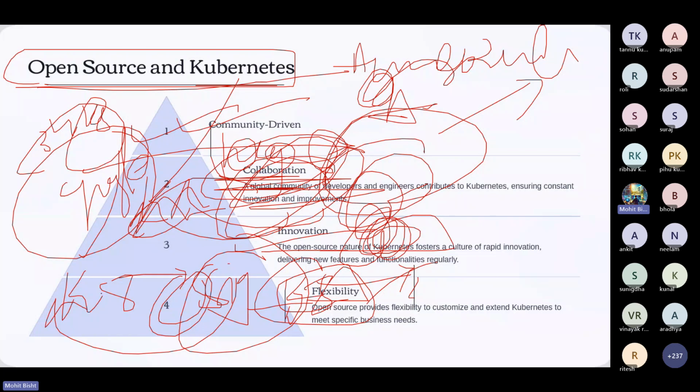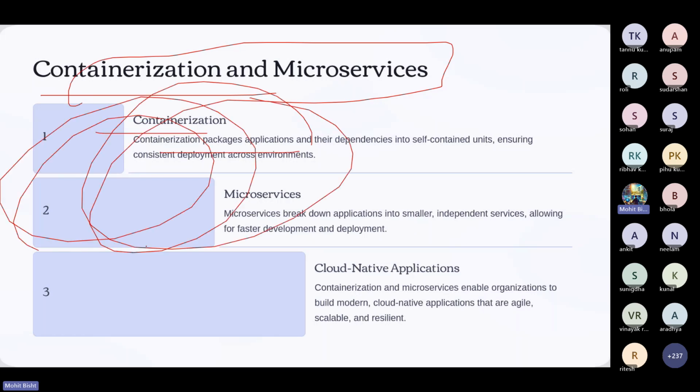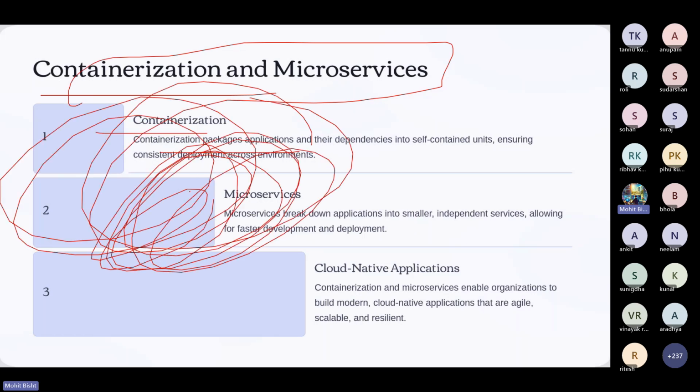So flexibility like open source, so you can contribute from any places. So this is containerization and microservices. Containerization, I already told, we bundle up all the packages and other things and deploy and try to containerize this. And microservices are a breakdown into smaller things.